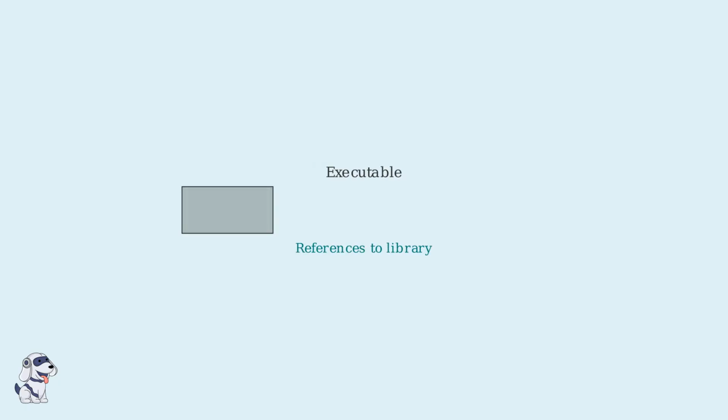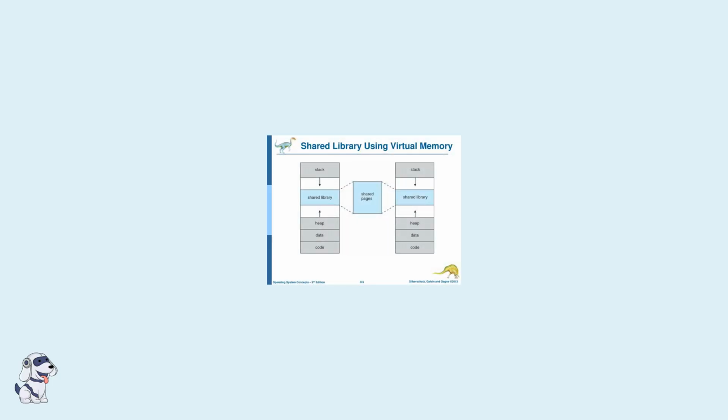The executable holds references to functions in the shared library. At runtime, the loader resolves these by mapping the library into the program's memory space. This diagram illustrates how shared libraries work in virtual memory. Two processes share the same library pages in RAM, reducing memory usage.